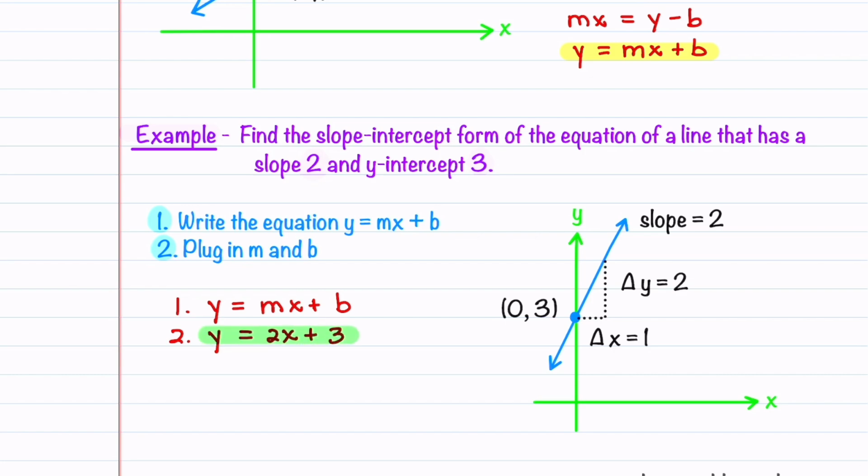I've graphed this line on the right-hand side so that we can better understand the equation. Our line intercepts the y-axis at the point (0, 3) and has a slope of 2. If we write our slope as being equal to 2 over 1, we can visualize it as a change in y of 2 and a change in x of 1.